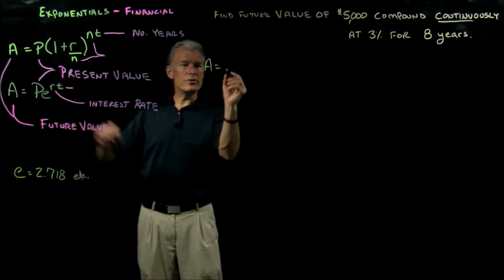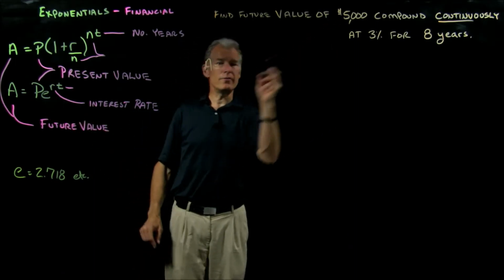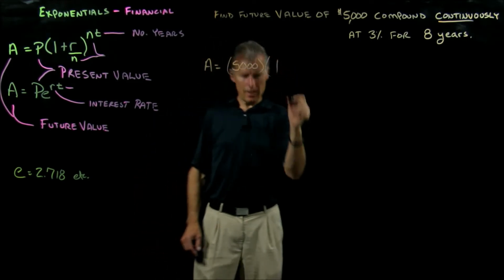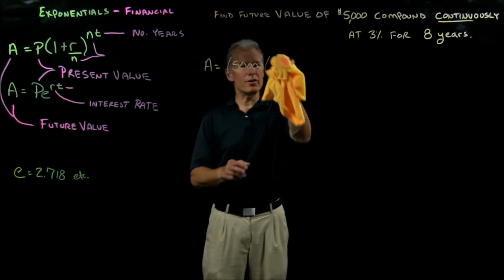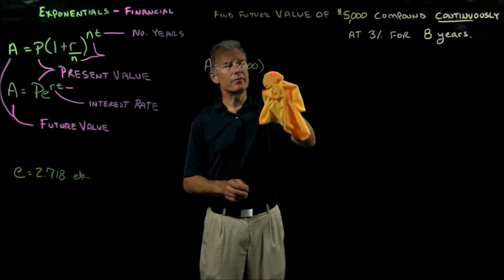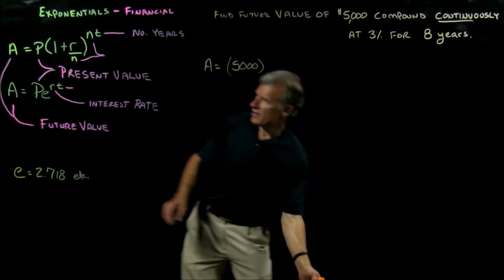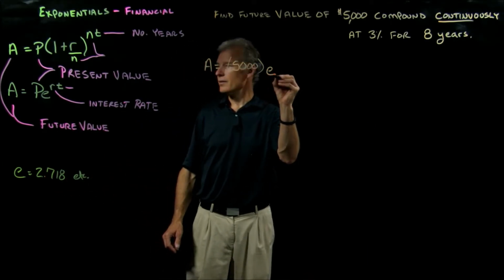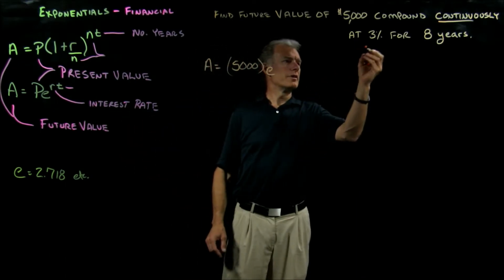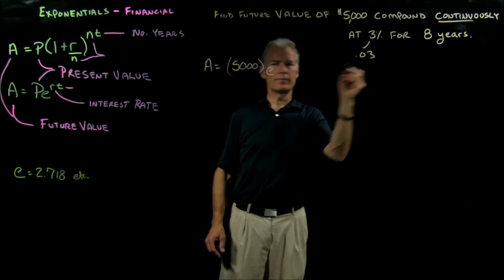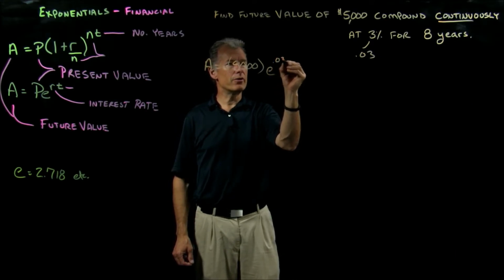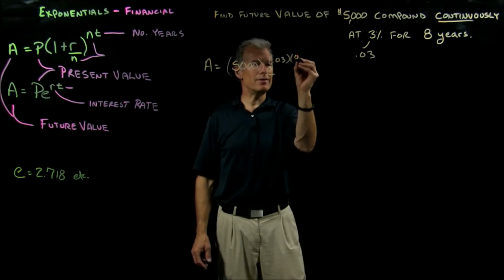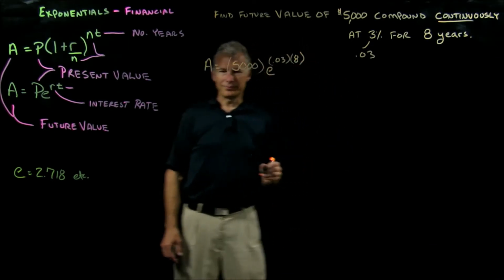So our future value is equal to P, the present value, $5,000, times, oops, I'm heading back to the other equation already. Let me erase that. Times E, and again, remember E is just a number, but we'll write it out as E, raised to the power of R. So here's our rate, this is going to be 0.03, times T, which is our number of years. I'll put in 8, just like that.